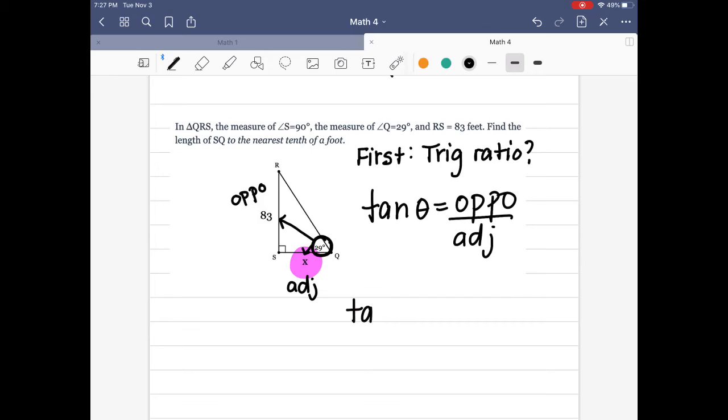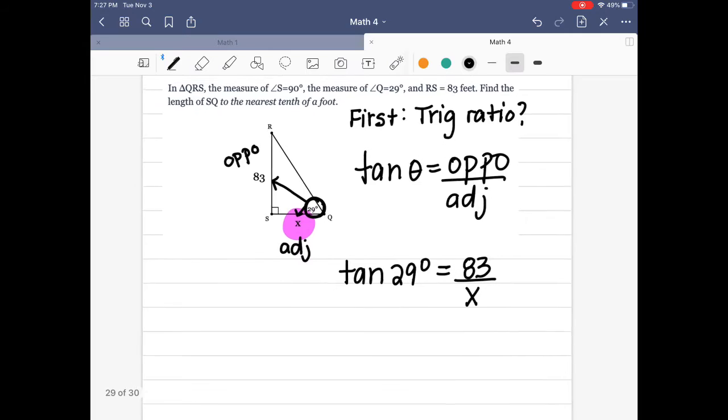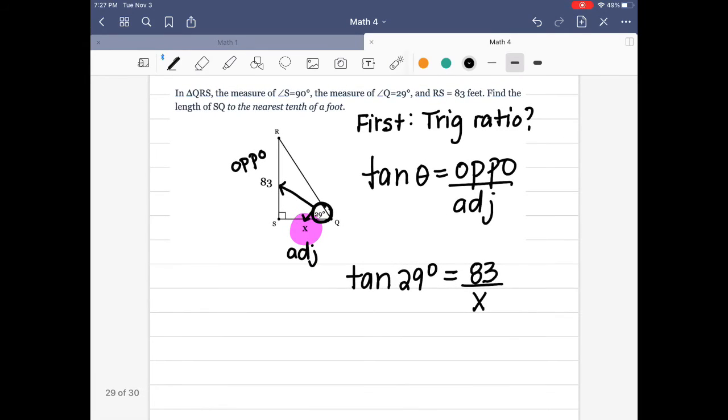So the tangent of 29 degrees equals my opposite, 83, over my adjacent, x. Now you're going to have to solve this. The easiest way to solve this is to think about it like cross multiplying.